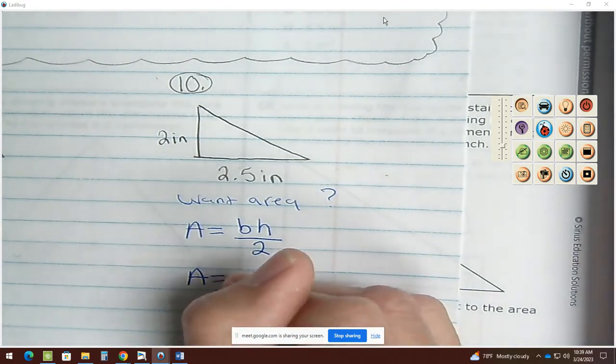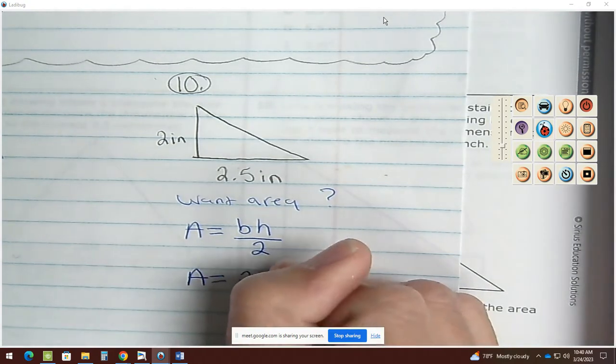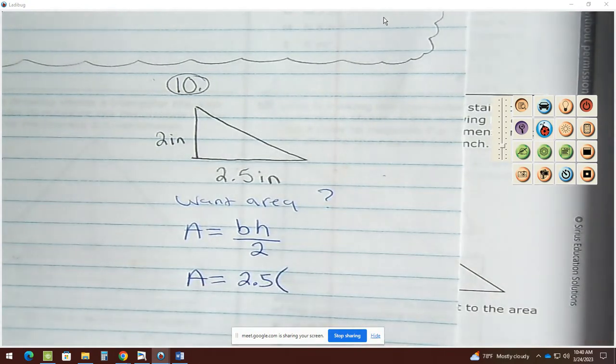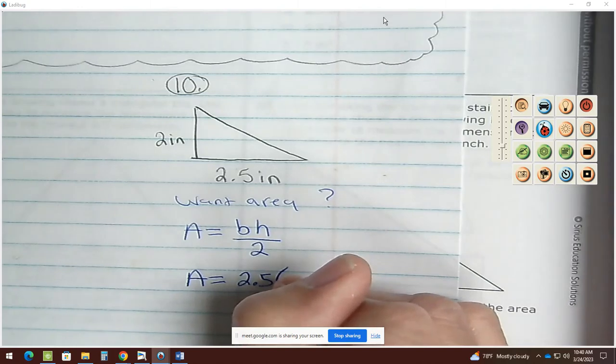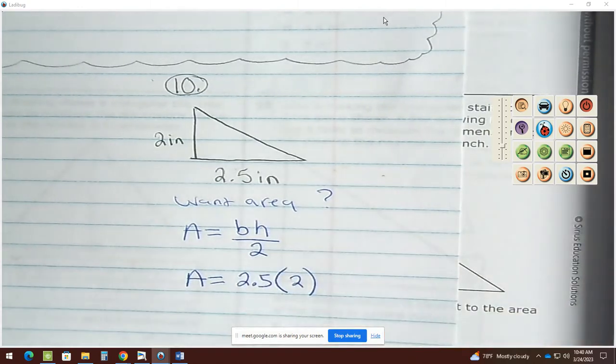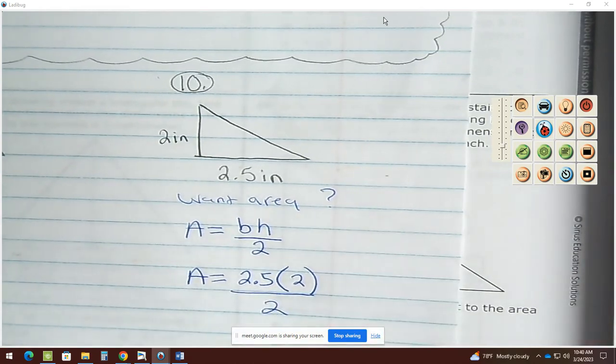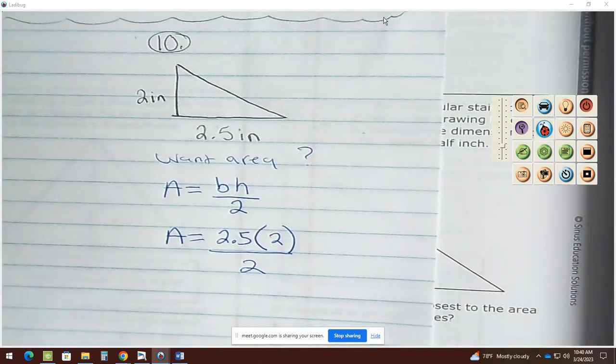How much? 2.5. A letter next to a letter means multiply, so I'm going to put parentheses for multiply. Who's the H in this story? 2. There you go, 2.5 times 2. But what am I forgetting that I better never forget with triangles and trapezoids? The 2. So divided by 2. Don't forget about that. Now we're ready to go. We're going to do PEMDAS. Who's going to go first?